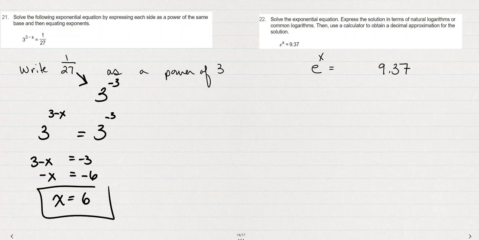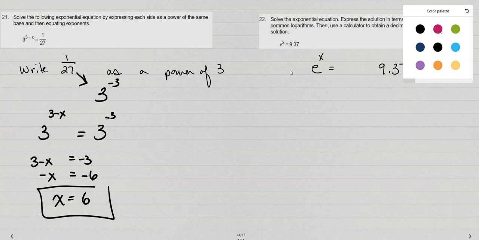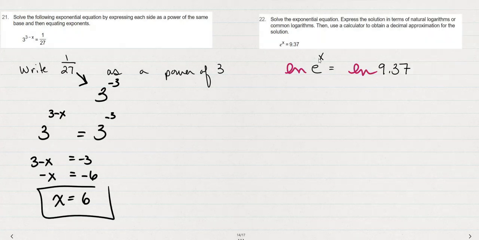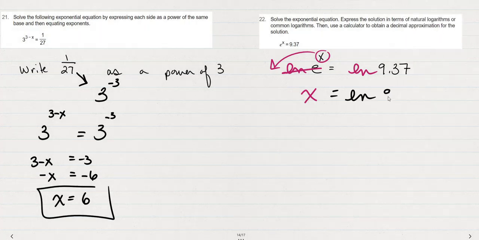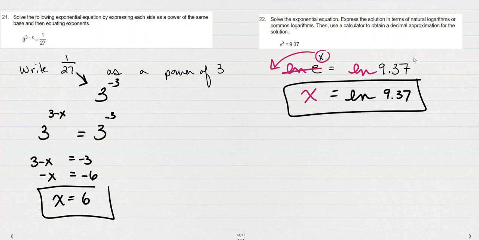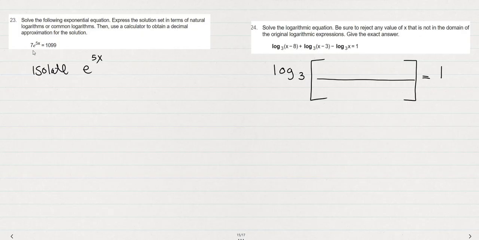Number 22, we've got e to the x equals 9.37. We can't write them with like bases, so how do we get that x down? Throw a log at it. When we throw the log at it, that x falls right down. So we have x natural log of e. Natural log of e is just 1. So we have x equals the natural log of 9.37. There's the exact answer. And the approximate answer, when I put that into a calculator, is going to be approximately 2.24.